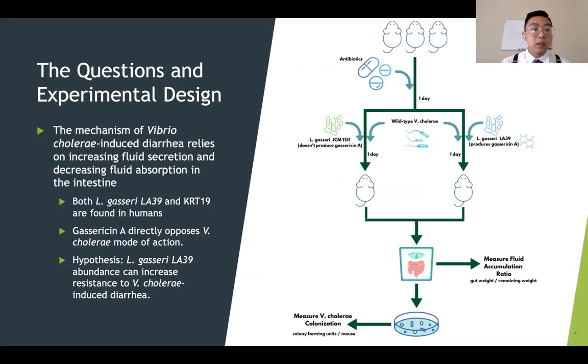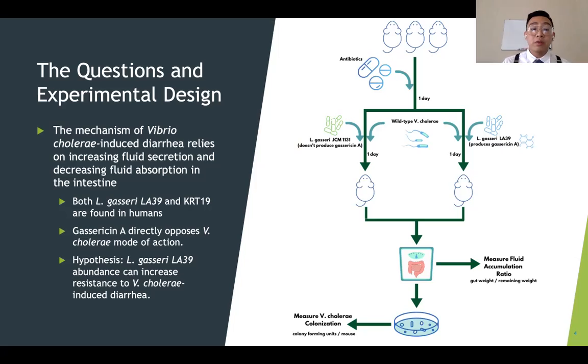So for my project, the mechanism of Vibrio cholera-induced diarrhea really relies on increasing fluid secretion and decreasing fluid absorption in the intestine. We observed that both LA39 and KRT19 are found naturally in humans, and therefore also gassericin A directly opposes Vibrio cholera's mode of action.